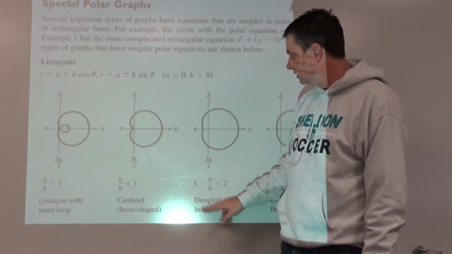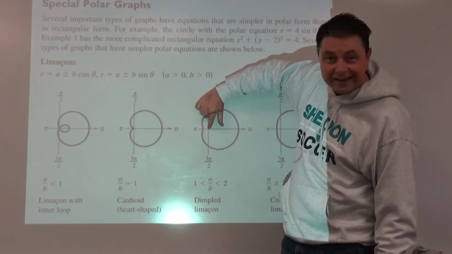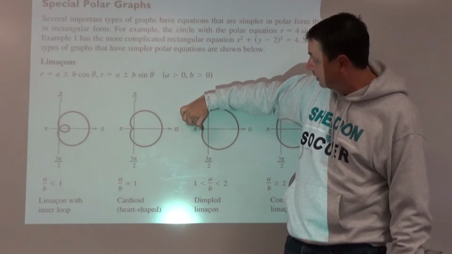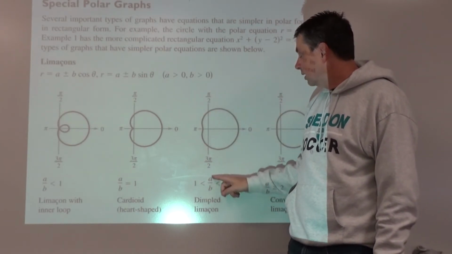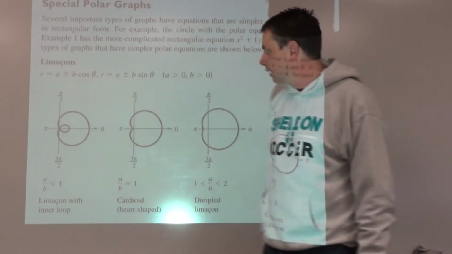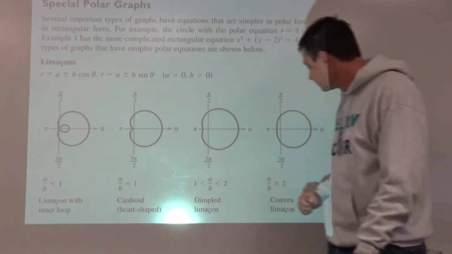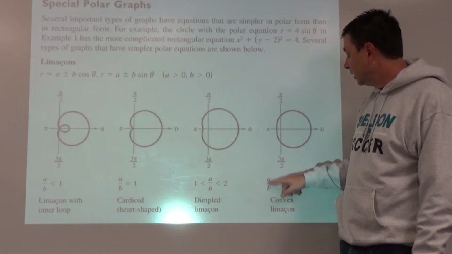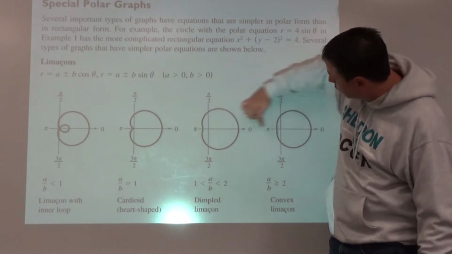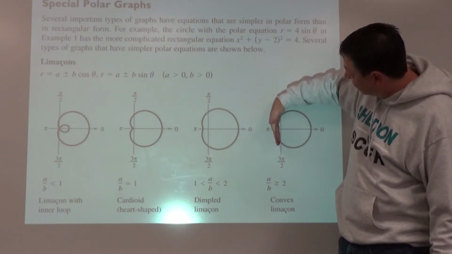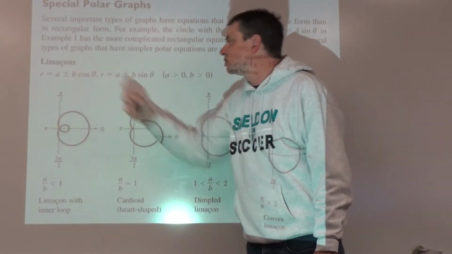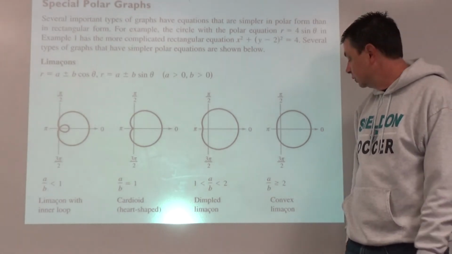If it's a dimpled limacon, you can see here, it does not have that as a key point. It's very circular, but this side is just pushed in a little bit, as the ratio of a to b is between 1 and 2, so maybe it's 3 plus 2 cosine theta. And then our convex limacon, if the ratio is 2 or bigger, is very similar in shape, but it just doesn't really have that pushed in part. It's pretty flat right there. So maybe that's like 5 plus 2 cosine theta, where the ratio is 5 to 2.